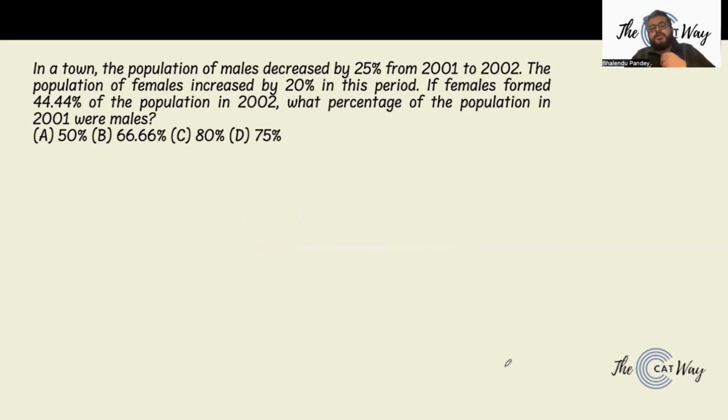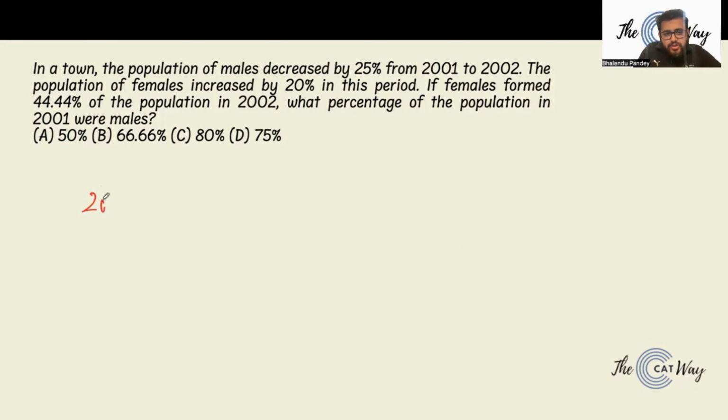In a town, the population of males decreased by 25% from 2001 to 2002. The population of females increased by 20% in this period. If the females formed 44.44% of the population in 2002, what percentage of the population in 2001 were males? So we are talking about 44.44% of the population being female.